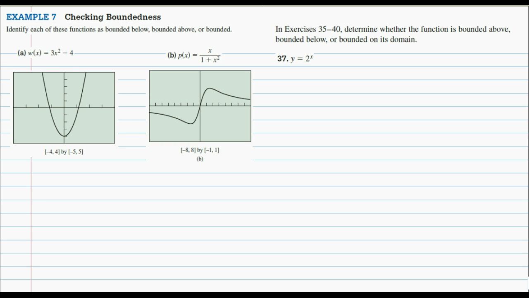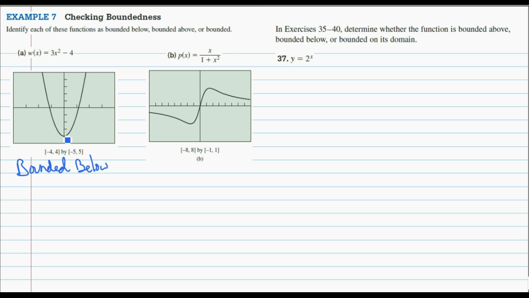So example 7 is asking us about the boundedness of, first of all, w of x, 3x squared minus 4. I can see that this graph is going to go up to positive infinity. It's a parabola, and it's got a positive a value, so it's open face up. There is a boundary below though. The graph decreases and then goes back up, so it does not go all the way down to negative infinity. So this function is bounded below.